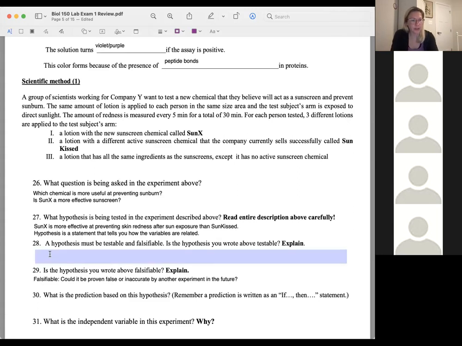And then by testable, we're just talking about, can an experiment be conducted, or can data be collected to test the statement?